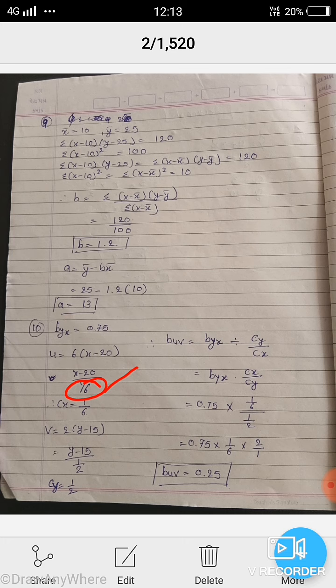Right? Now this is for the v. For v also, if we take the 2 into the denominator, it becomes 1/2. So this becomes y minus b upon cy. Right? So 1/2 we take as cy. So cy is equals to 1/2.